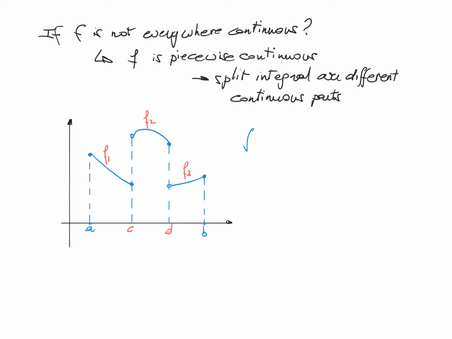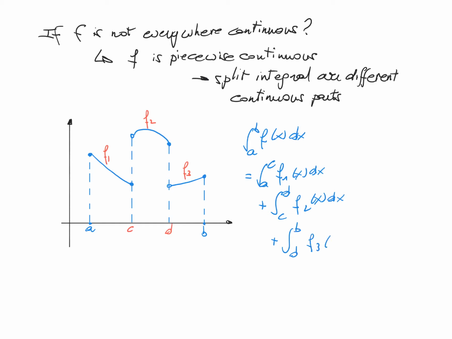Then the integral of f of x dx from a to b is just the sum of all the sub-integrals. So it's the integral from a to c for the first continuous part, so f1 of x dx, plus the second part, which is the integral from c to d of f2 of x dx, plus the third part from d to b of f3 of x dx.